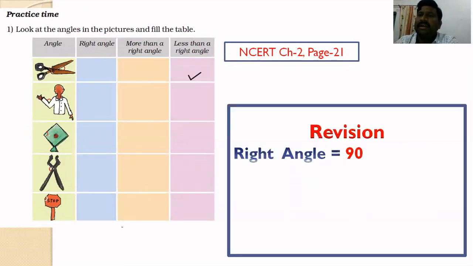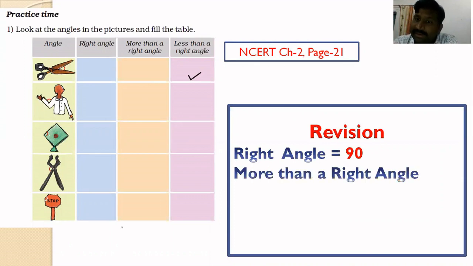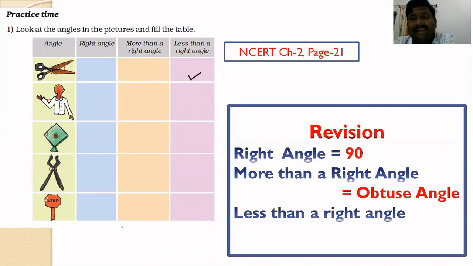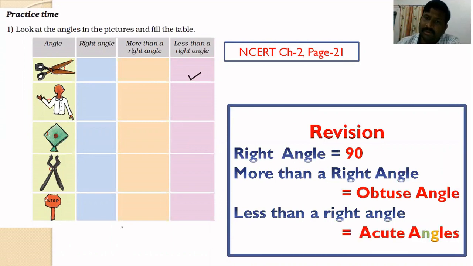Revision. A right angle is equal to 90 degrees. Exactly 90 degrees is called a right angle. More than a right angle means obtuse angle, which means more than 90 degrees, like 91, 92, 93, 94 degrees. Less than a right angle means less than 90 degrees. It is called an acute angle.